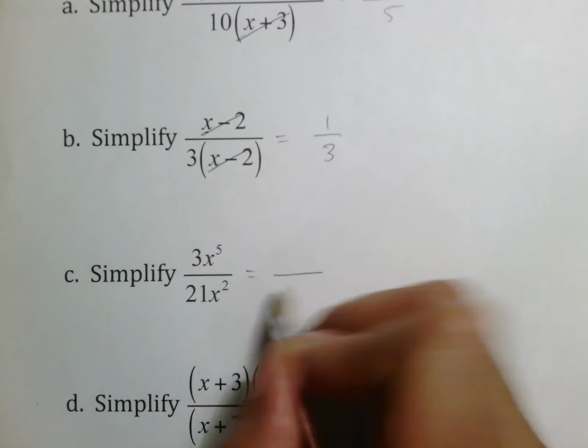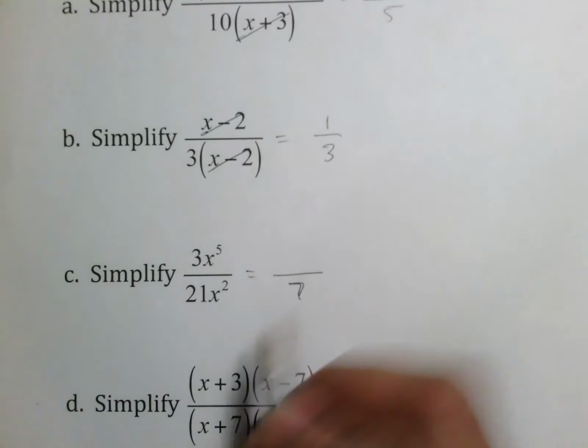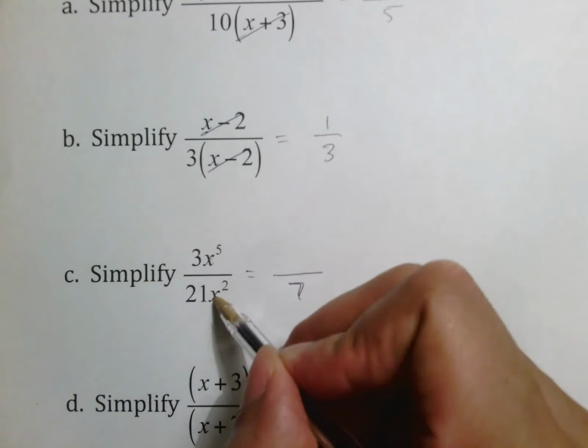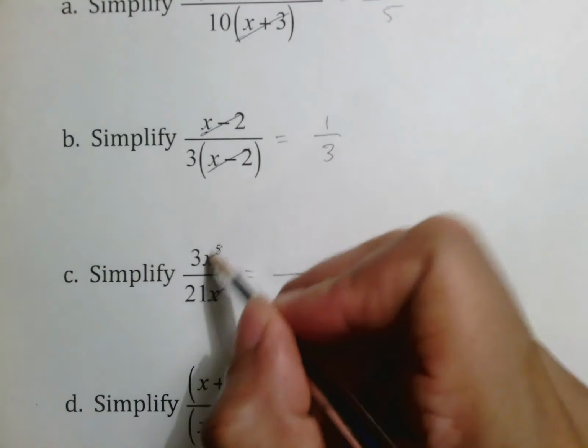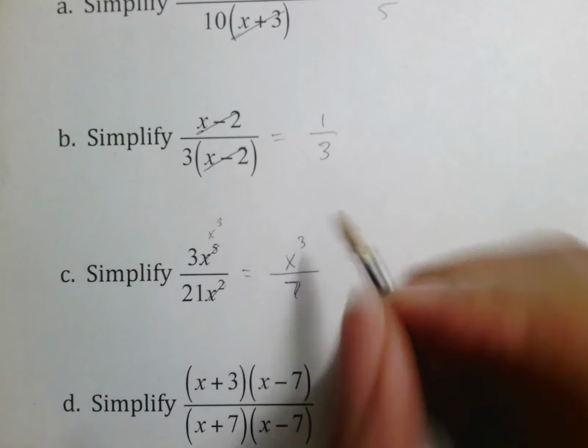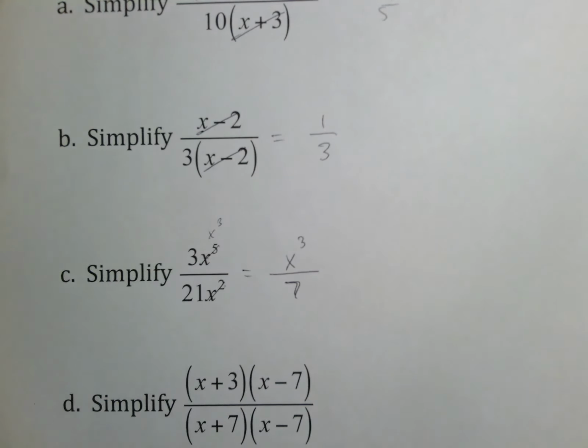We don't put a 1 on top unless necessary, but there is a 7 on the bottom. And then in terms of our x's, if I have 5 here and 2 there, these are going to cancel, and this is going to leave 3 of them because I take 2 off, which means x to the third is left up top, and that would be how that simplifies.